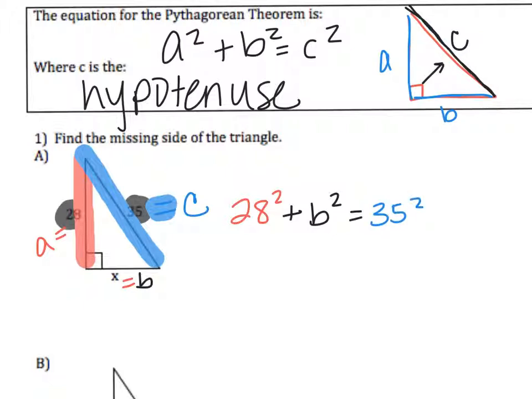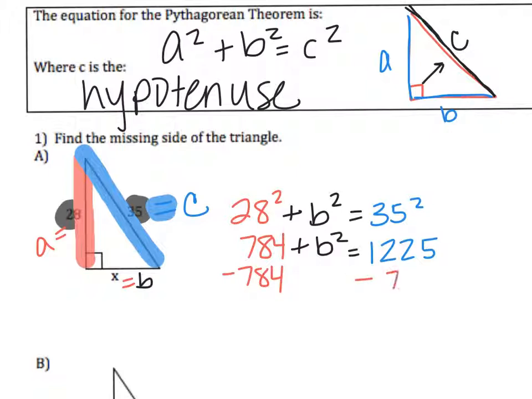Here's where numbers might get a little bit large and you're going to want your calculator. So 28 squared is 784, plus B squared equals 35 squared, which is 1,225. Now in order to solve for B, I'm going to subtract 784. So B squared equals 441.